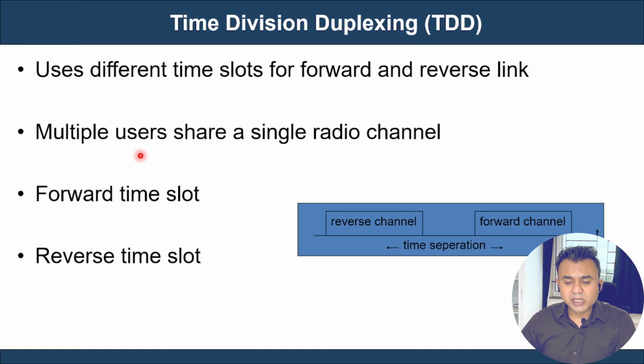Multiple users share a single radio channel, which means we have the same frequency for uplink and downlink, but the time slots are different, which are also known as the forward time slot and reverse time slot. This is the basic idea of time division duplexing. We are covering the basics first so that we can understand the advanced techniques very easily.